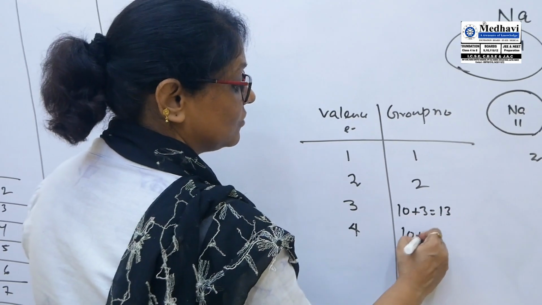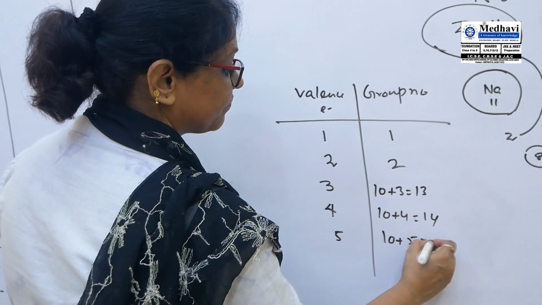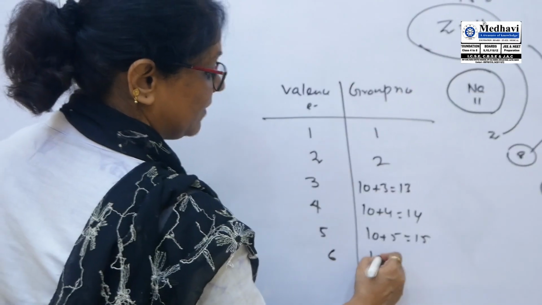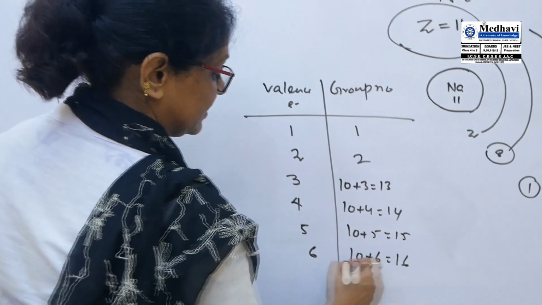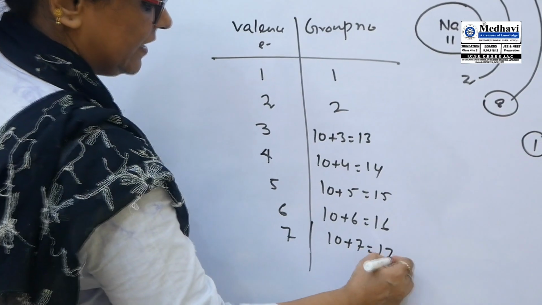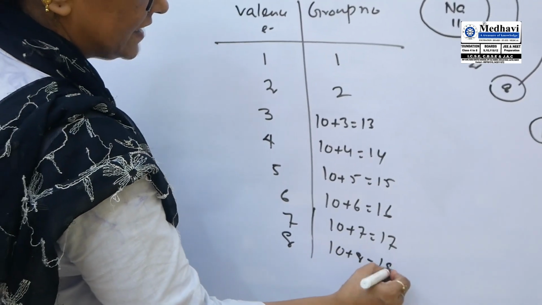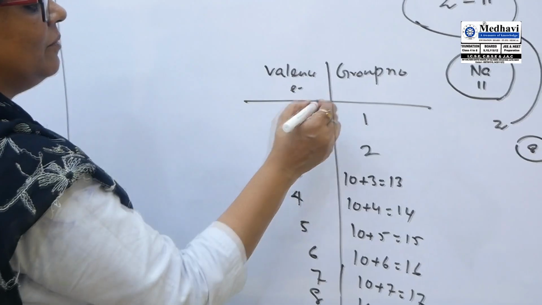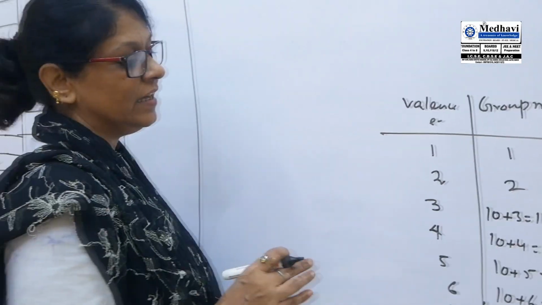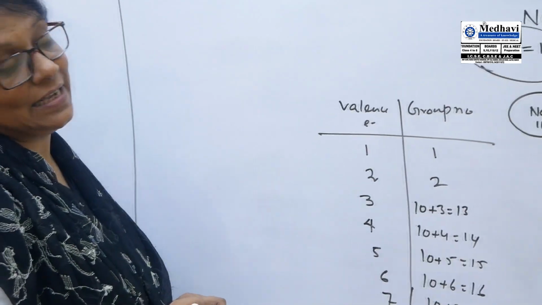4, group number becomes 14. 5, group number becomes 15. 6, group number becomes 16. 7, group number becomes 17. And 8, group number becomes 18. There is only one exception, that is helium. Over there, valence electron is 2, but its group is 18, it is an inert gas element.